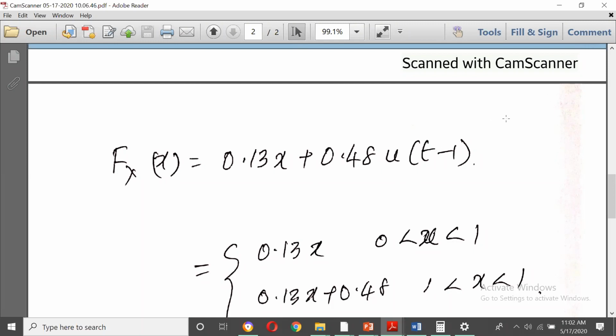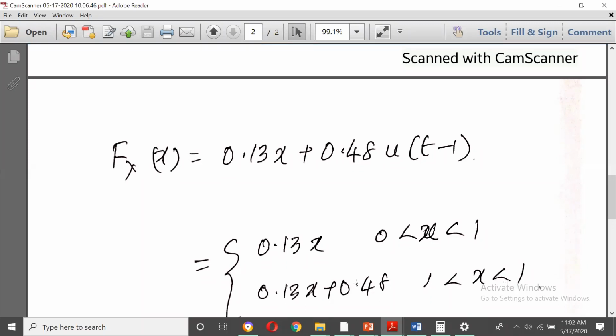plus 0.13x. 0.13x is between 0 to 4. Again, this value is between 0 to 4. Okay, it might not have been written properly. This is the exact expression. This might not be right. Okay, but this is right. 0.13x for 0 less than x less than 1. 0.13x between 1 and 4, as well as, you should try to write 0.48. This is the discontinuity which will occur.